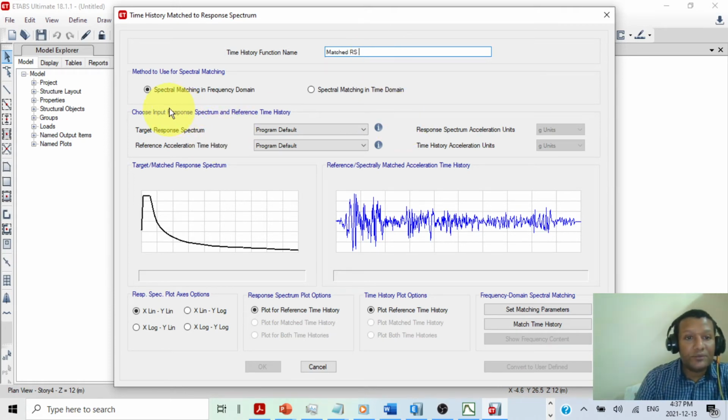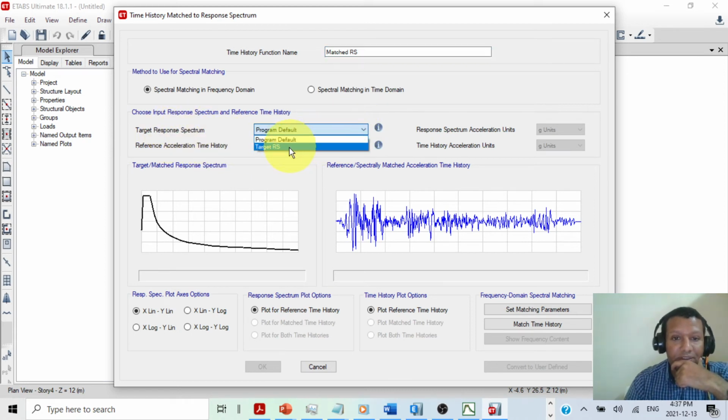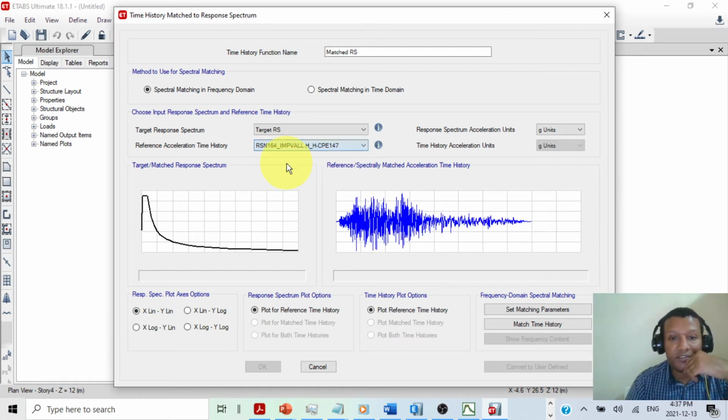So as you can see, we have spectrum matching in the frequency domain and the time domain. The most important thing now is the target response spectrum. As you can see, we already have the target. This one is our target response spectrum. So the ground motion acceleration time is 3.